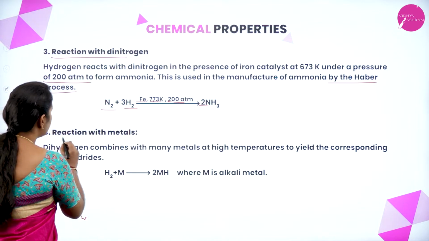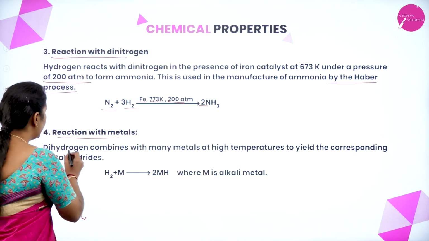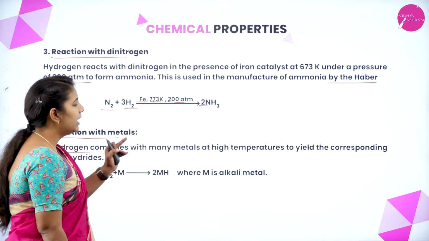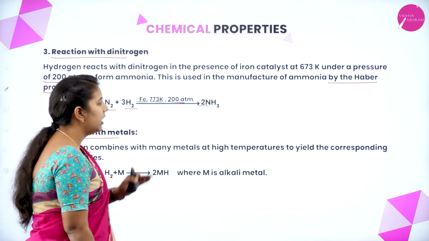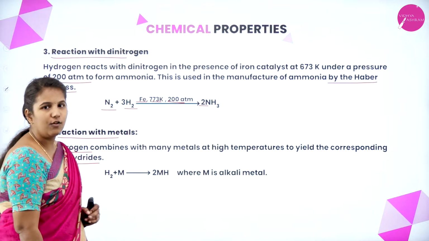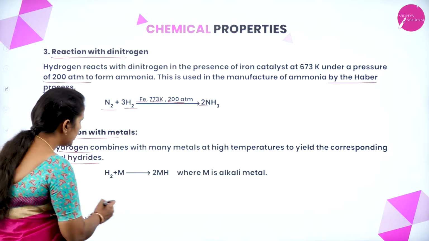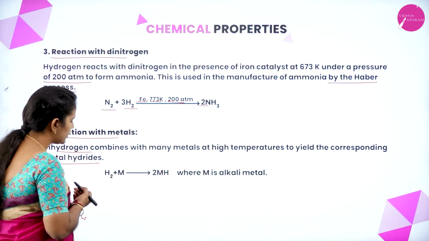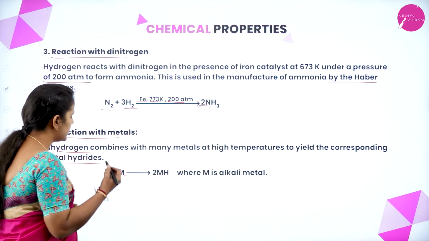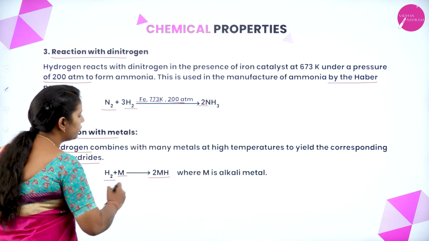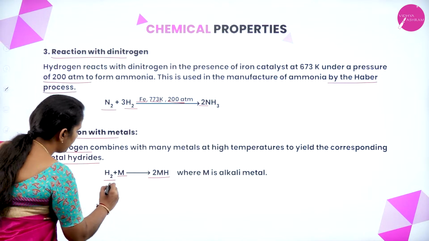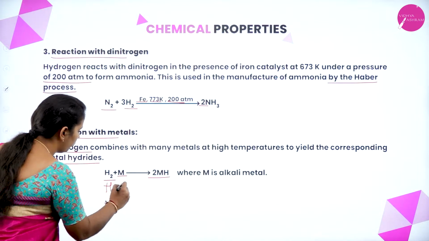Next is reaction with the metals. When dihydrogen combines with many metals at very high temperature, it will yield a metal hydride. It yields what? Metal hydride. For example, I have written a general reaction where dihydrogen reacts with the metal, I have used M as a metal here. It will form what? Metal hydride.